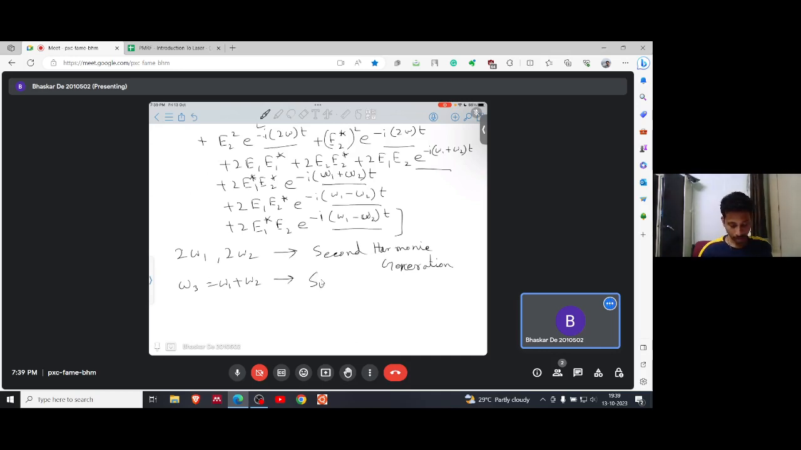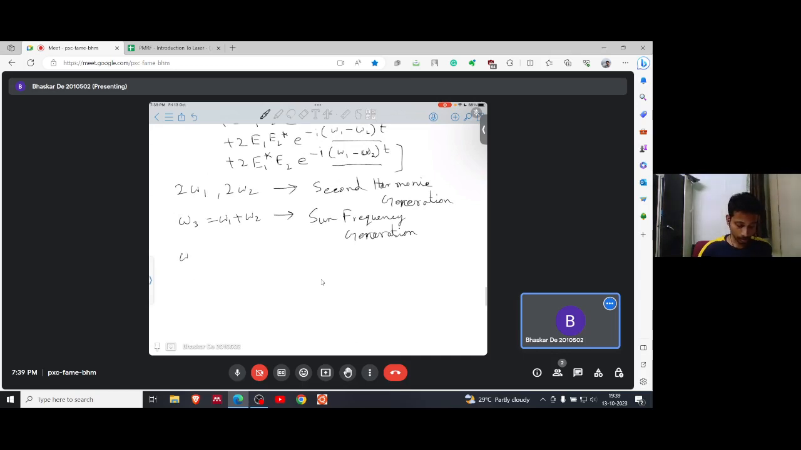This is the sum frequency generation. This is the difference frequency generation.